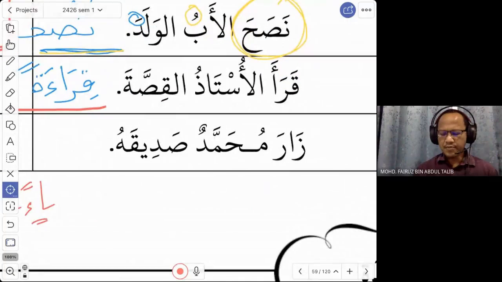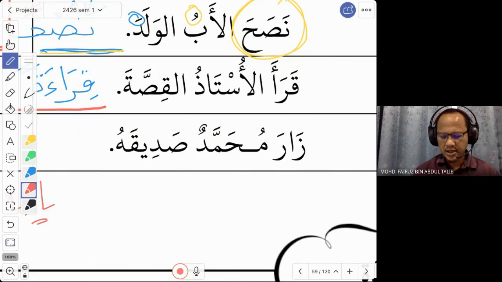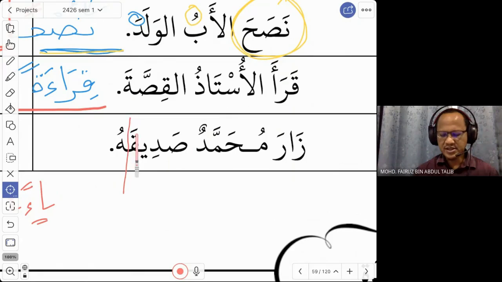Zara Muhammadun sadiqahu. Zara is the fi'l, ziyara, visit. Muhammad is the fa'il, you look at the dhamma. So Muhammad visited sadiqa. Here it ends with a fathah. These are two words. Don't look at the ha, because ha is the domir. The word is sadiq, and the ending of the word sadiq is a fathah. So this indicates the maf'ul bih. Muhammad visited a friend. Whose friend? His friend, sadiqahu.